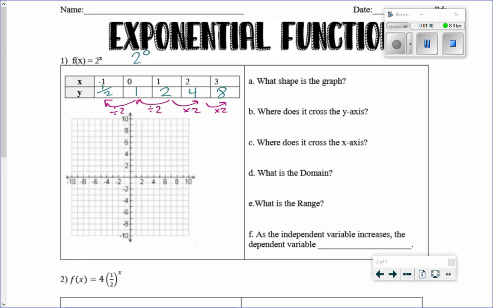So let's graph these points. We have when x is -1, y is 1/2. Then 0, 1, 1, 2, 2, 4, 3, 8. Connect those points.